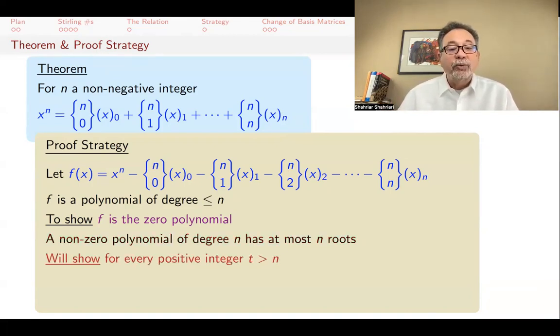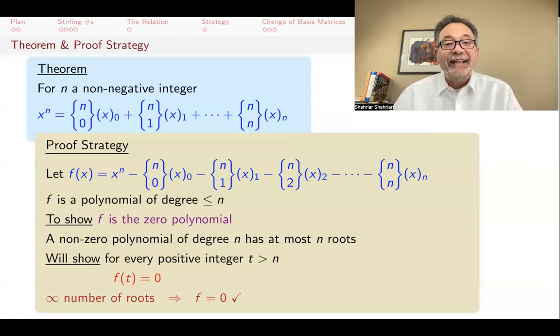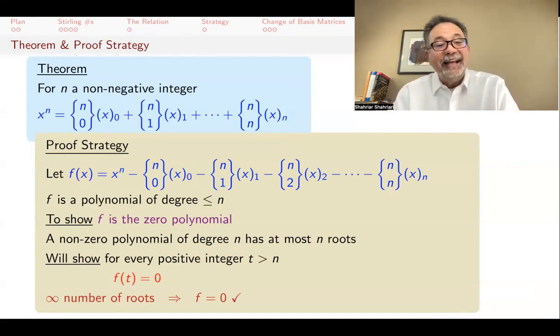And in this case, we'll show that if you have any positive integer t that's greater than n, and there are plenty of those, whatever n is, then if you plug it into f, you get zero. So f will have an infinite number of roots, and therefore it has to be the zero polynomial, and therefore these two sides have to be equal, and we're done. So all we have to do is show that if I plug in an integer t greater than n instead of x, then I get zero.